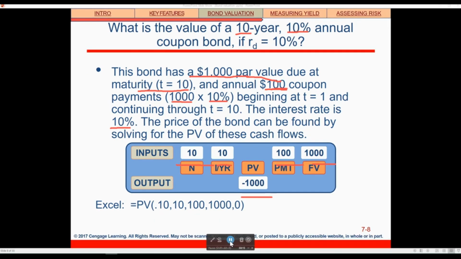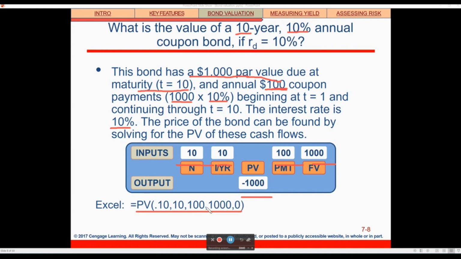If you're using Excel, you're going to use the Excel function for present value, which is here. You're going to put your interest first, and that will be your yield as a decimal. Then you're going to put the number of period, which is 10 years here. And then you're going to put your payment, which is 100, and then your future value, which is 1,000. And it will ask you for your type. You're going to put 0 because we assume it's an ordinary annuity.